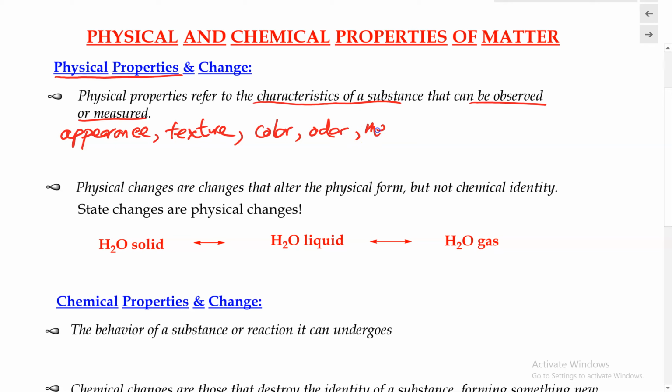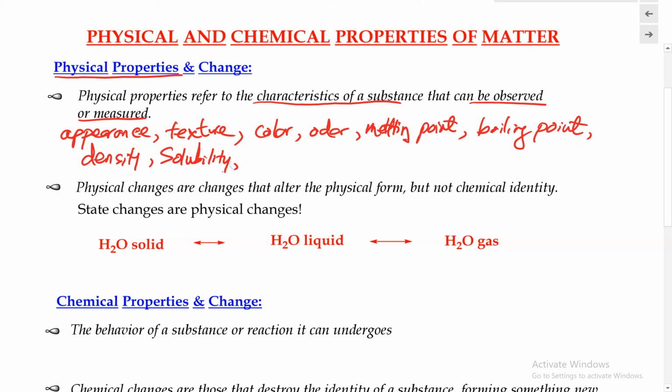Its melting point, its boiling point, or density. Density of a substance is something that can be measured. So if we can measure it, it is then a physical property. And similarly, solubility. Is it soluble or insoluble in a particular type of solvent? And how soluble is it? That's something that we can measure, and therefore it is a physical property.